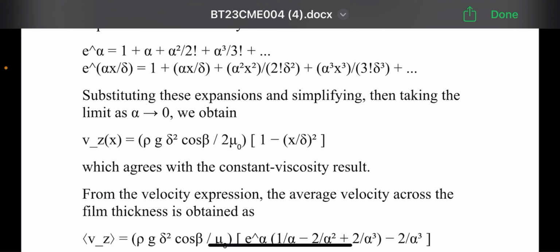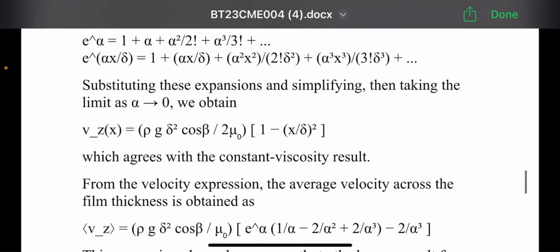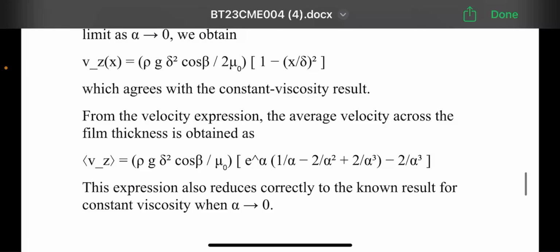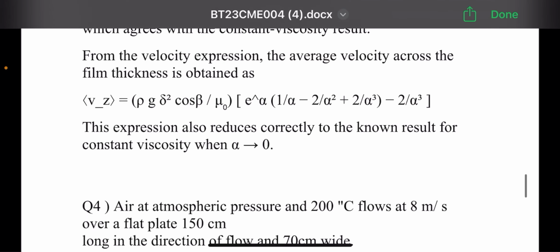From the velocity expression, the average velocity across the film thickness is obtained as vz = (ρ g δ² cos β / μ₀) e^α [1/α - 2/α² + 2/α³ - 2/α³]. This expression also reduces correctly to the known result for constant viscosity when α tends to 0. So now we will solve another numerical.